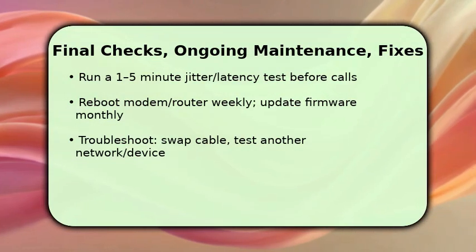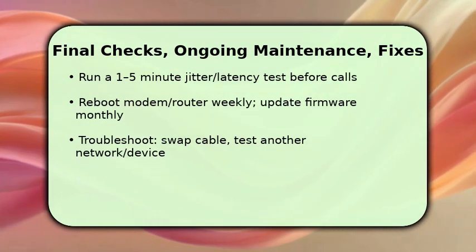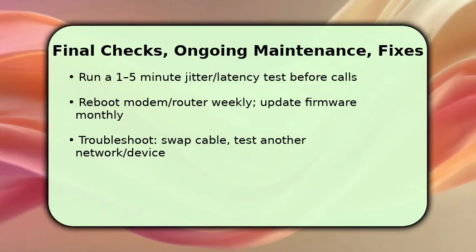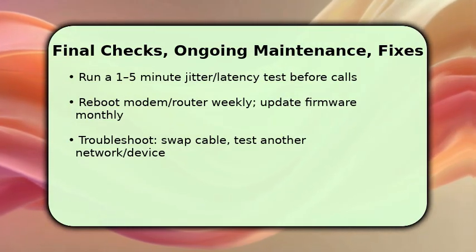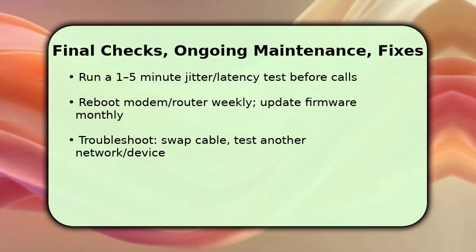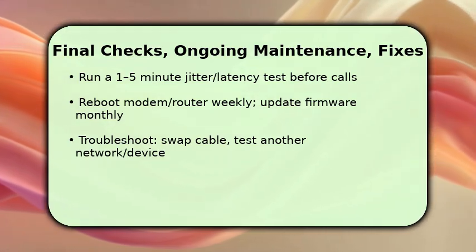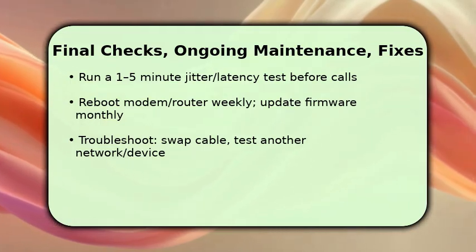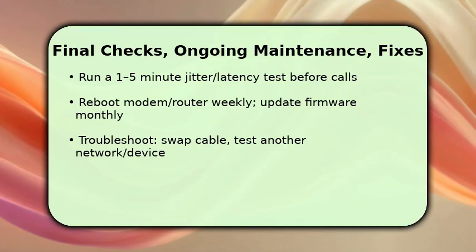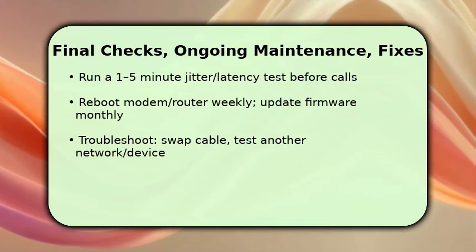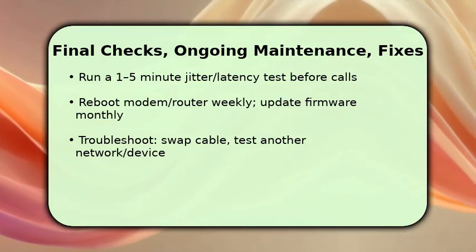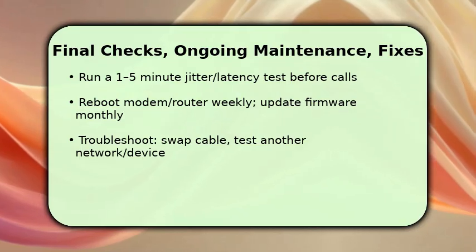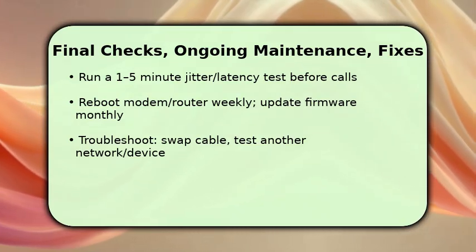Finally, you verify and maintain the setup. Run a brief latency and jitter test before important calls and confirm packet loss stays near zero. Reboot your modem and router weekly, and apply firmware updates monthly to avoid regressions. If quality still drops, swap the Ethernet cable or test the call on a different network or device to isolate the fault. Intermittent issues usually point to hardware or ISP routing.